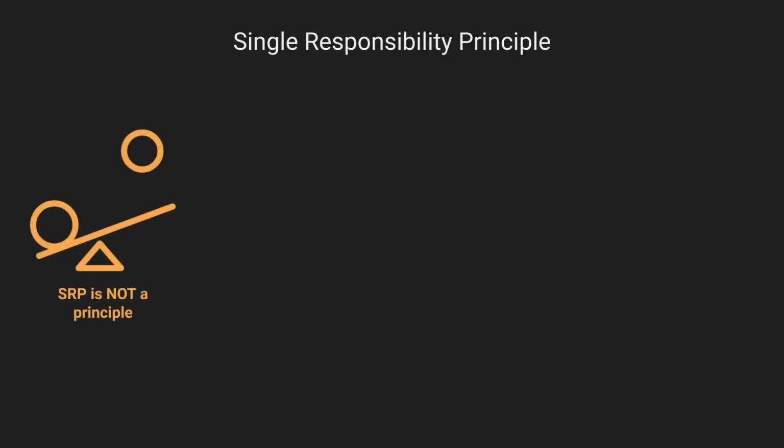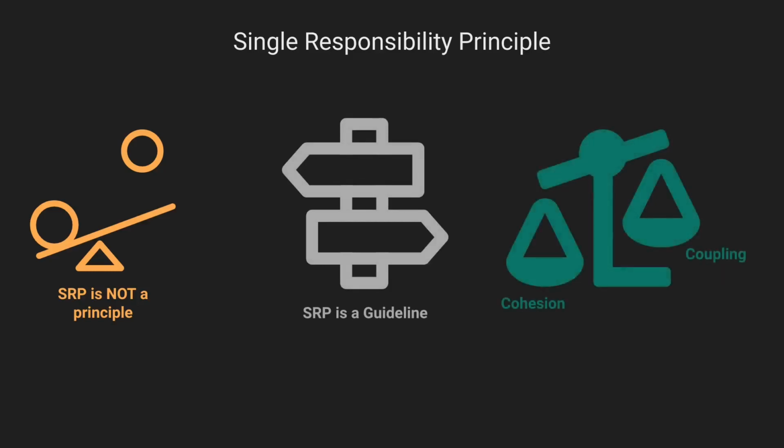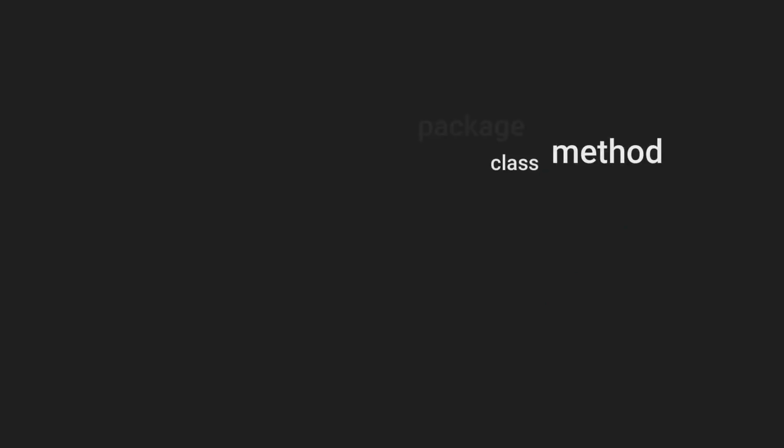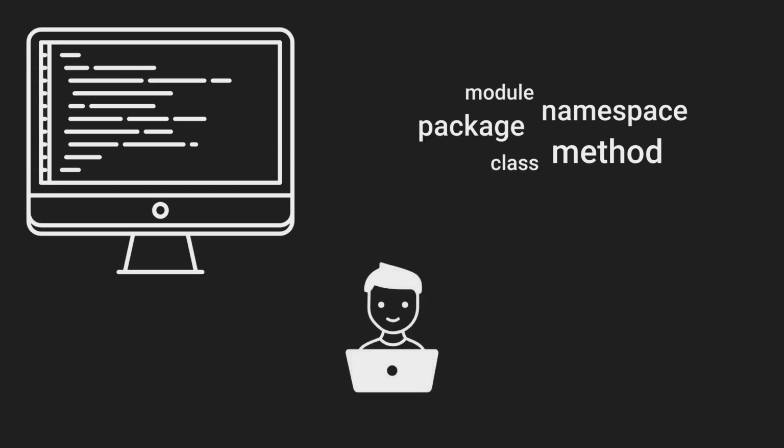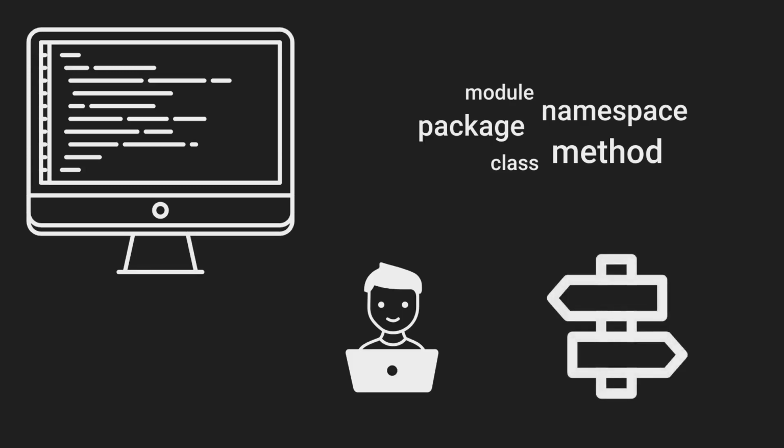Single responsibility principle is not really a principle, but a guideline to achieve high cohesion and low coupling. We created concepts of methods, classes, packages, namespaces, modules, etc. to better manage our code so that we can develop systems faster, less buggy, and provide maximum value to our end users, and at the same time make it easier for our fellow developers to make sense of the code base and to modify it without fear. Single responsibility principle helps us achieve that goal.